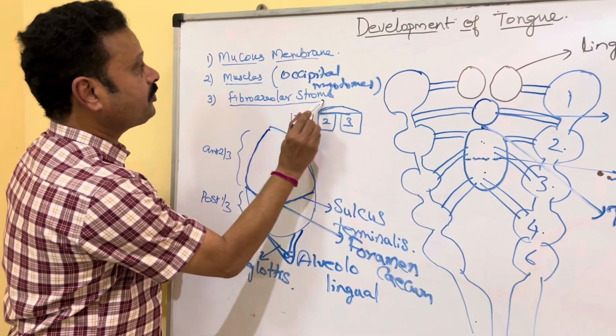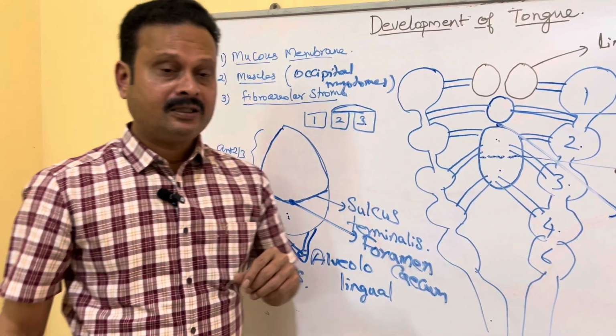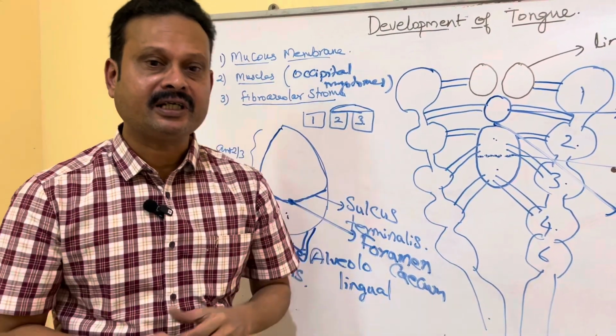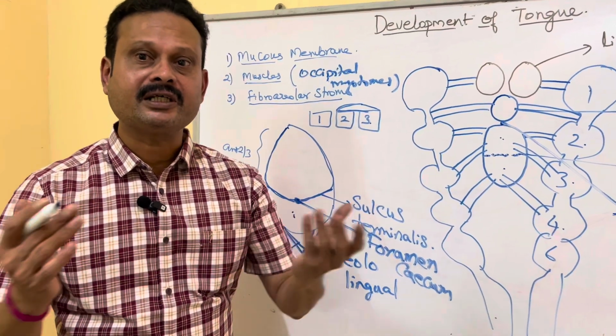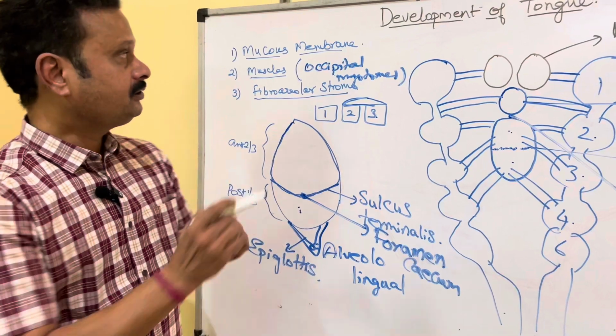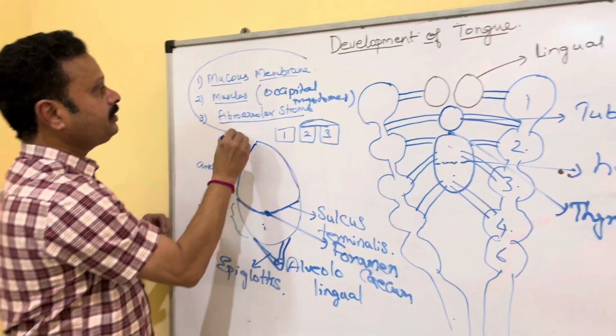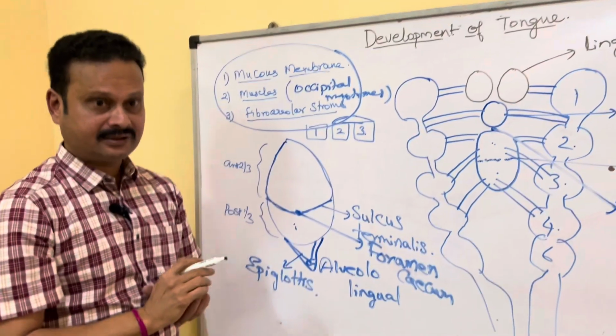And the third one, the fibroareolar stroma, which binds the muscles of the tongue together, is developed from the adjoining mesenchyme of the branchial arches. So this is overall the development of the tongue under three headings.